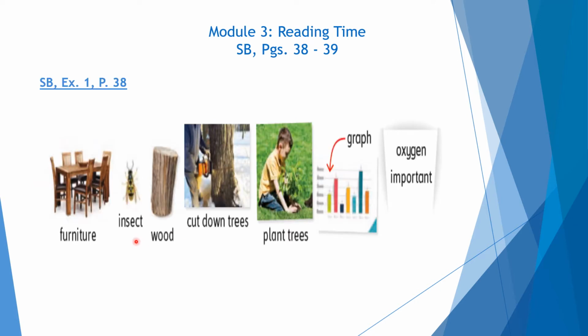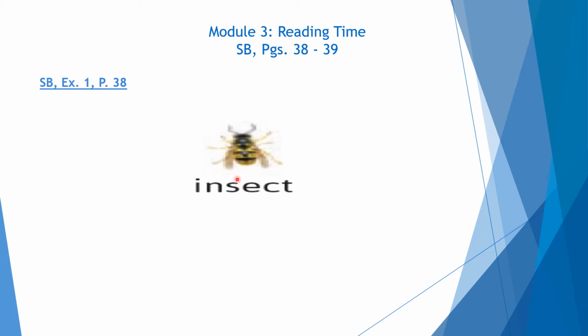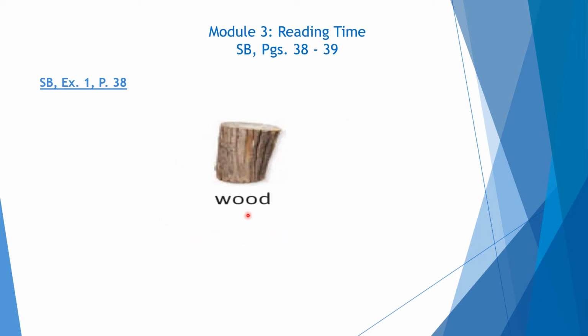Now let's see them. Go to your student book, exercise 1 on page 38. We have furniture, insect, wood, cut down trees, plant trees, graph, oxygen, and important. Now please repeat after me. Furniture. This is furniture. Insect. This is an insect. Wood. This is wood.